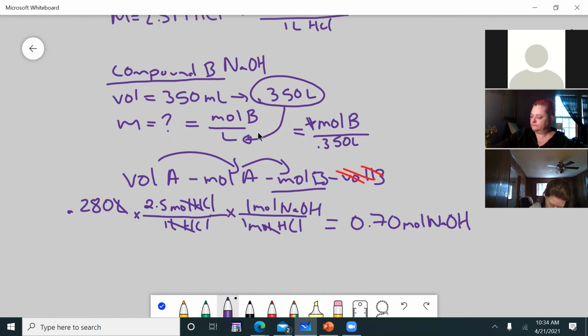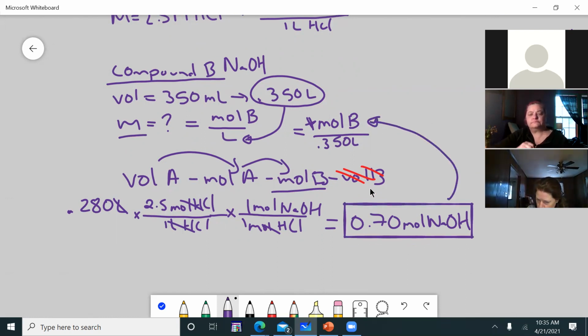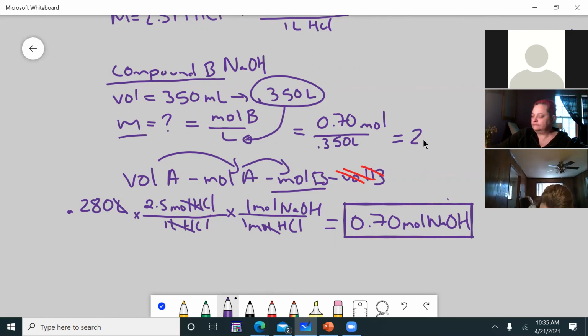I'm not quite done because I want to solve for molarity. So I need to take this number here and again, fish it into this equation here. So let's remove moles of B and actually put what the moles of B is. So the moles of B for this is 0.70 moles. Moles divided by liter always will yield a molarity. So we'll divide that by the 0.350. And we get a molarity of 2. Or to give it some significance, 2.0 molarity NaOH.